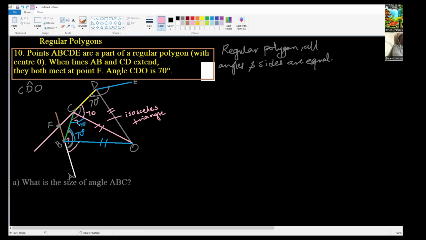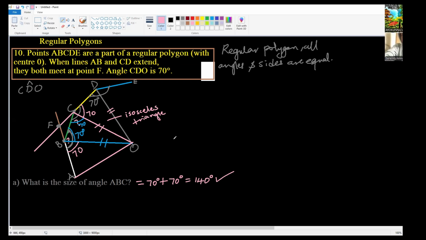Okay. So to get this, we can join another line from the center to this, which means any angle that will be formed by any line from the center to any part of the shape is going to be the same angle, which is 70. So angle ABC will be 70 degrees plus 70 degrees, and it will give us 140 degrees. Okay, that's one point there.